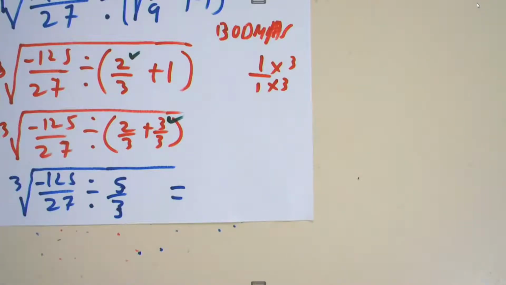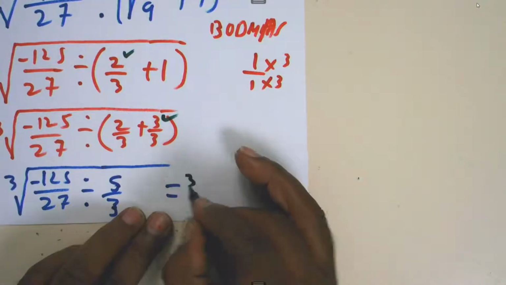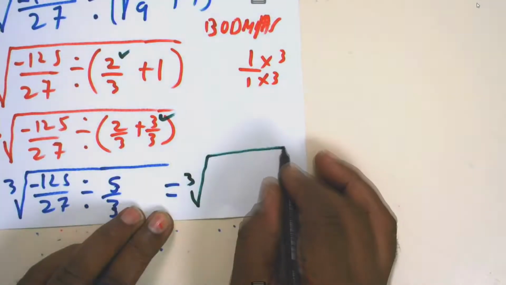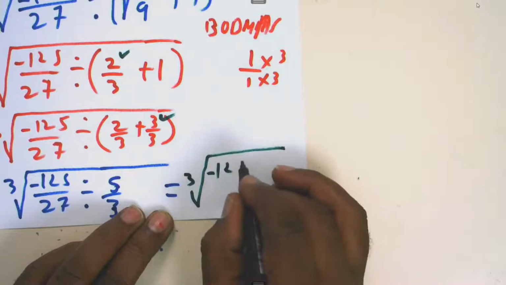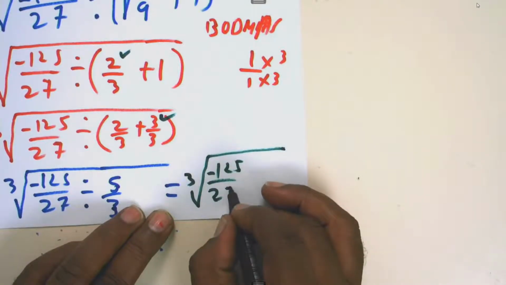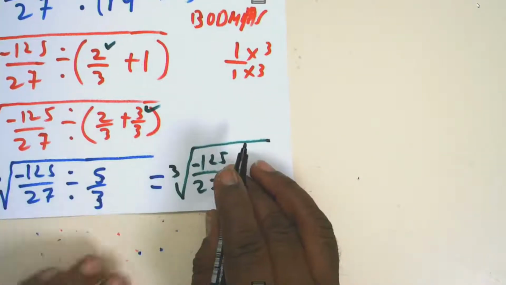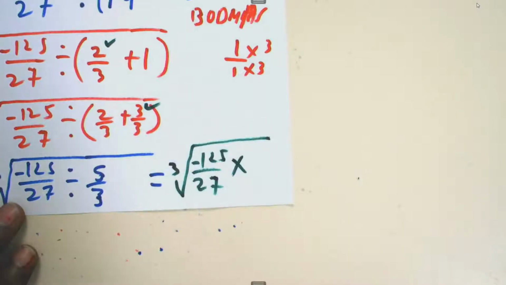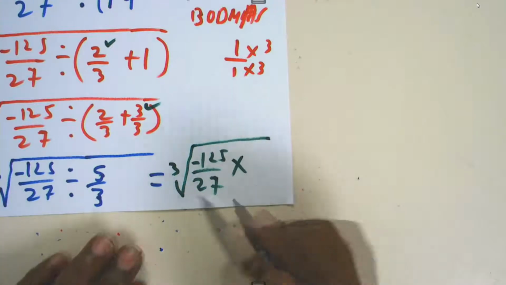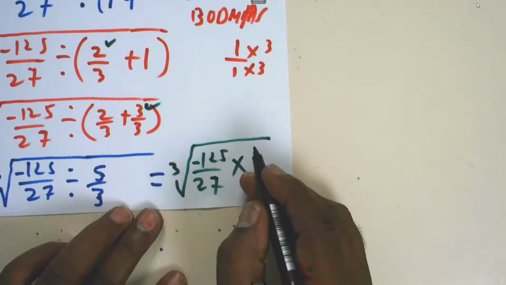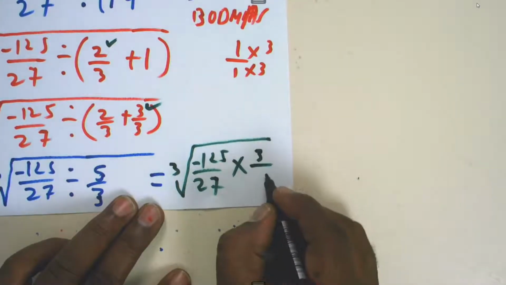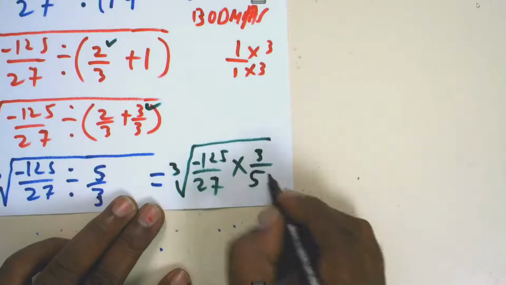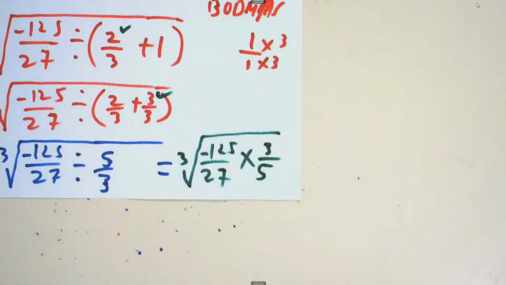And voila, as they say, things are clear, right? Minus 125 over 27. Remember, when we change our division sign, we also invert. In other words, your denominator becomes a numerator and your numerator becomes a denominator. Remember that.